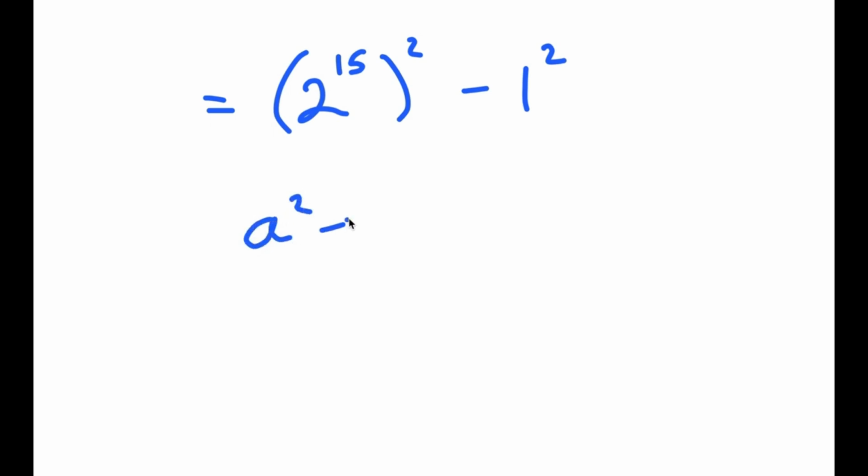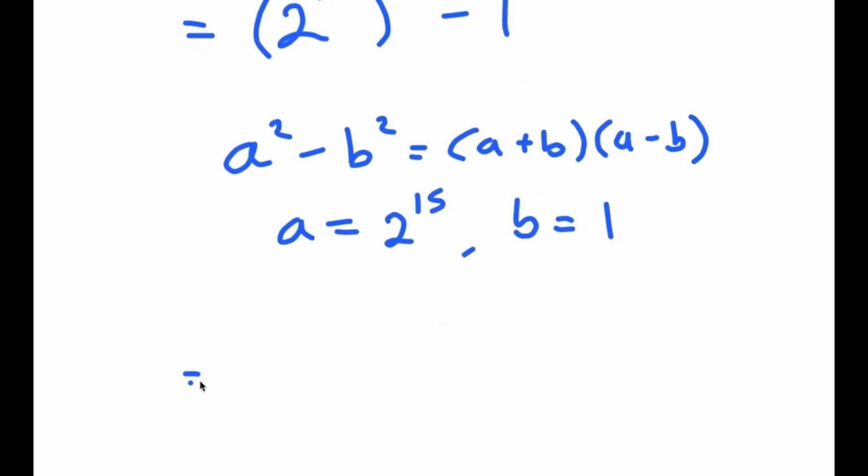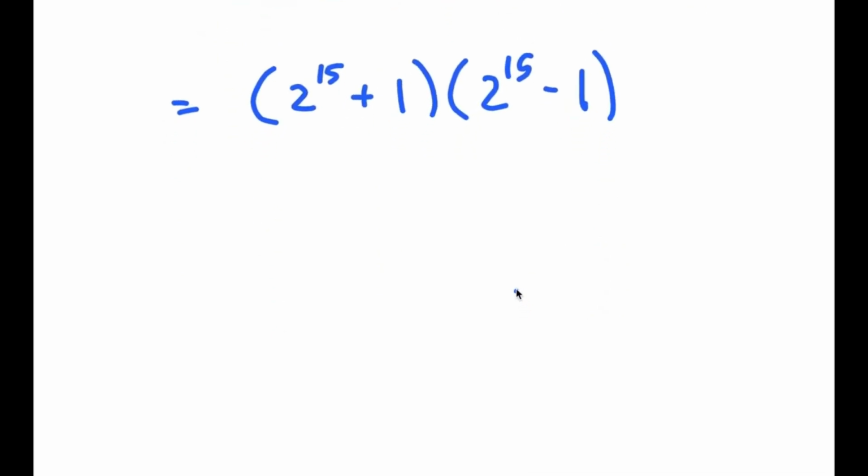Now, if I have something in the form a squared minus b squared, this is equal to a plus b times a minus b. So in this case, a is 2 to the power of 15, and b is 1. So now I have 2 to the power of 15 plus 1 times 2 to the power of 15 minus 1. Now, 2 to the power of 15, what's the value of that?